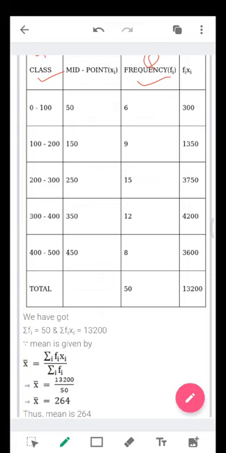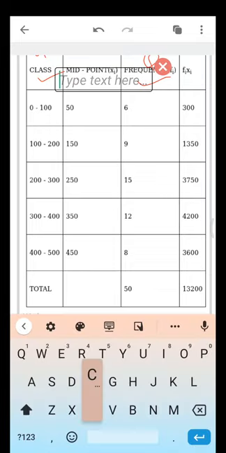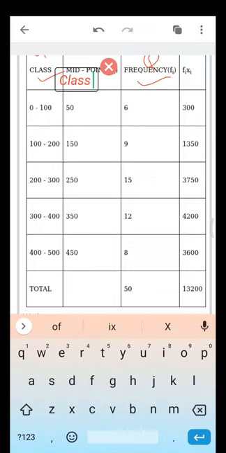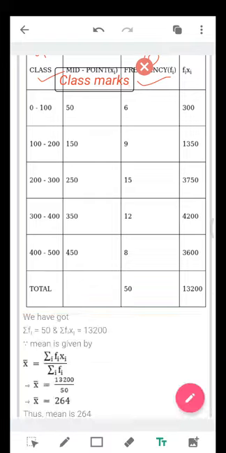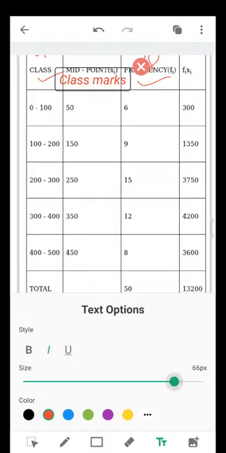Now when the data is given in this form, we need to find the midpoints, or I can say the class marks. What is the other name of this? Mid values, or we can say class marks also, which we have done in 9th class. Okay, these are the class marks.